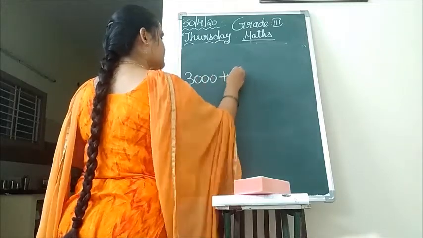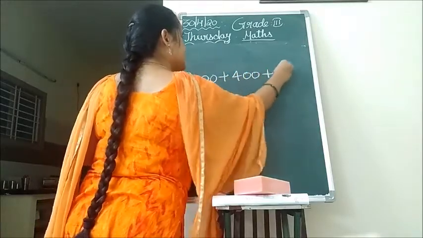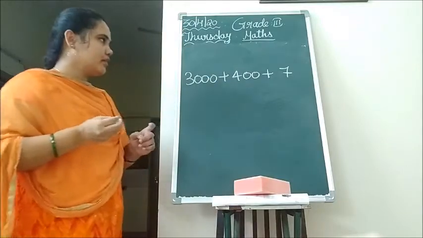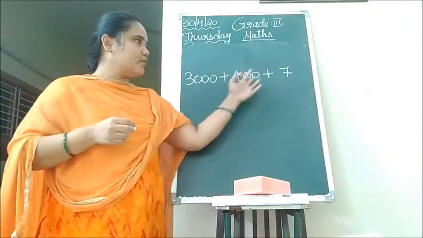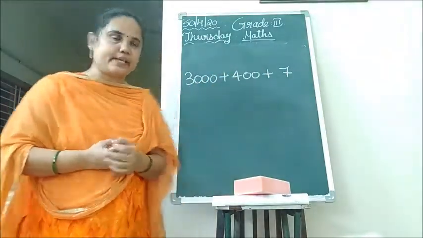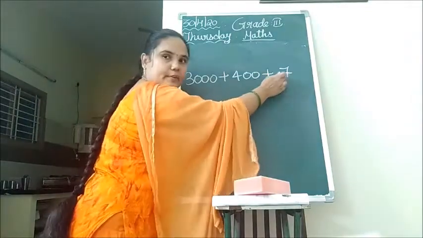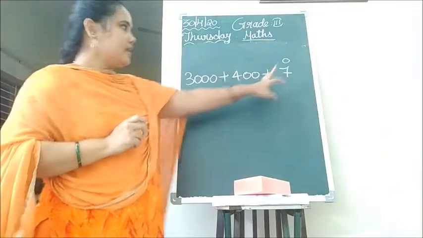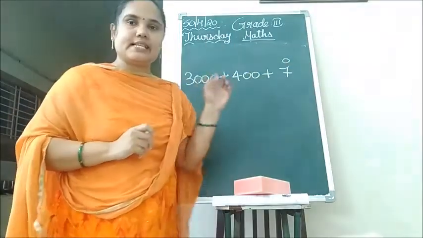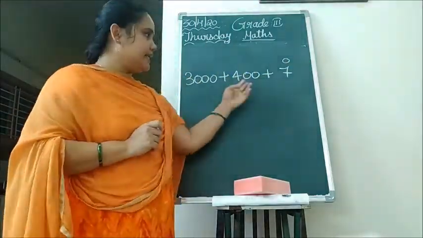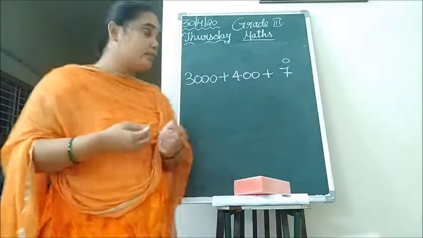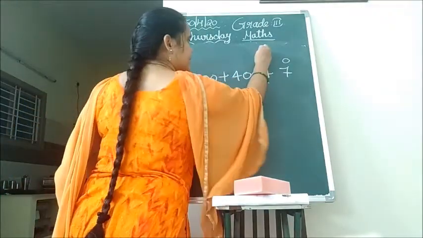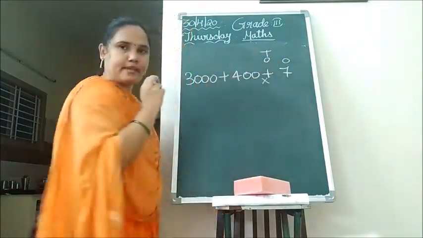3000 plus 400 plus 7. First write the places. 7 is a one digit number. One digit number means which place? Ones place. After ones it is tens place, a two digit number. But here a two digit number is not given. So what do we write in the tens place? We write 0 in the tens place.